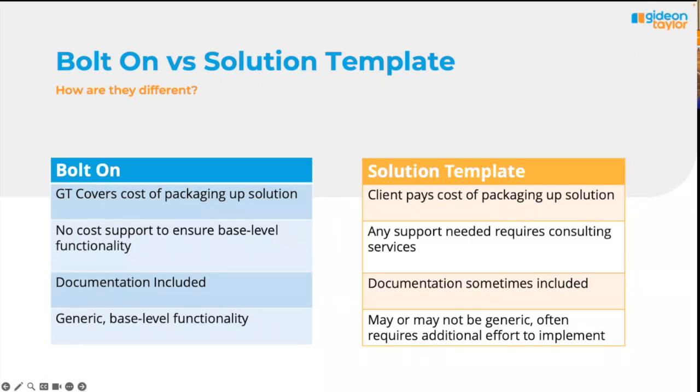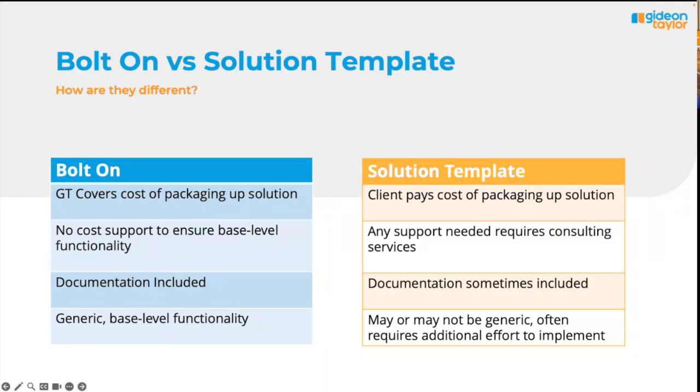With a bolt-on, there's no cost to support that base level functionality. So as you're installing, if you find issues or run into any errors or bugs, you can get support for that without any additional cost to you. On a solution template, if there's any additional support needed after you install that package, there would be required consulting services or costs associated with that.